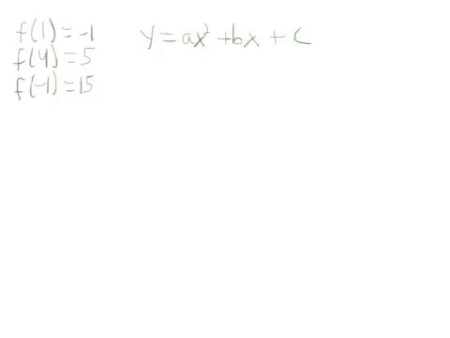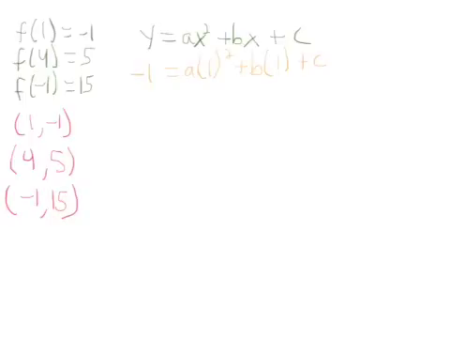Now with the function notation that is given to us, we have 3 points that we know to be true. We have the points (1, negative 1), (4, 5), and (negative 1, 15). Looking at the first point, we can plug 1 in for x and negative 1 in for y into the general equation that we have written. So we get negative 1 equals a times 1 squared plus b times 1 plus c. So negative 1 equals a plus b plus c.